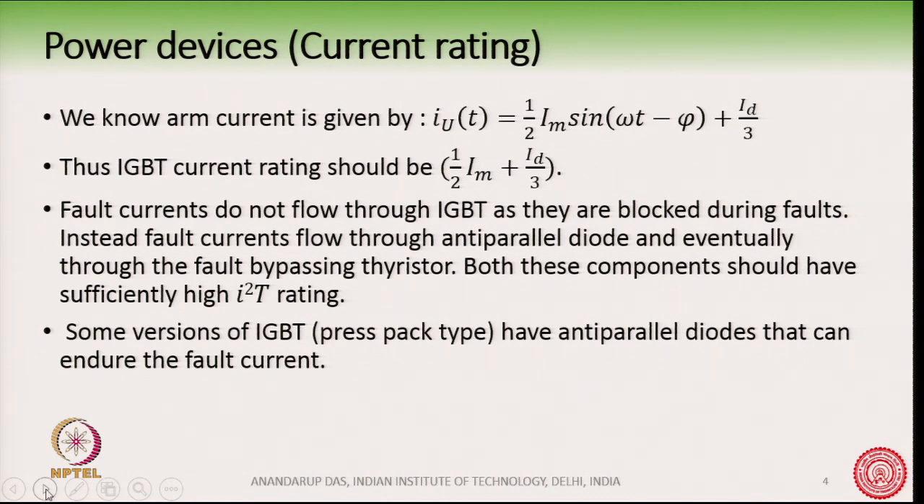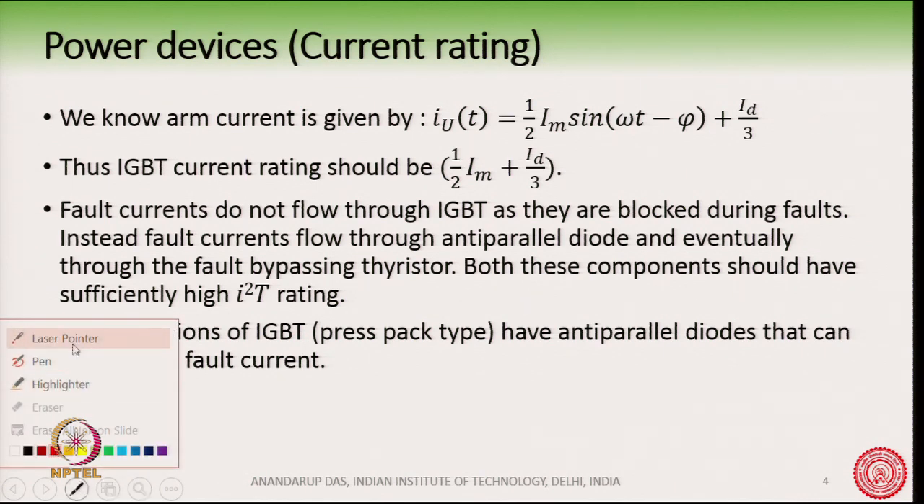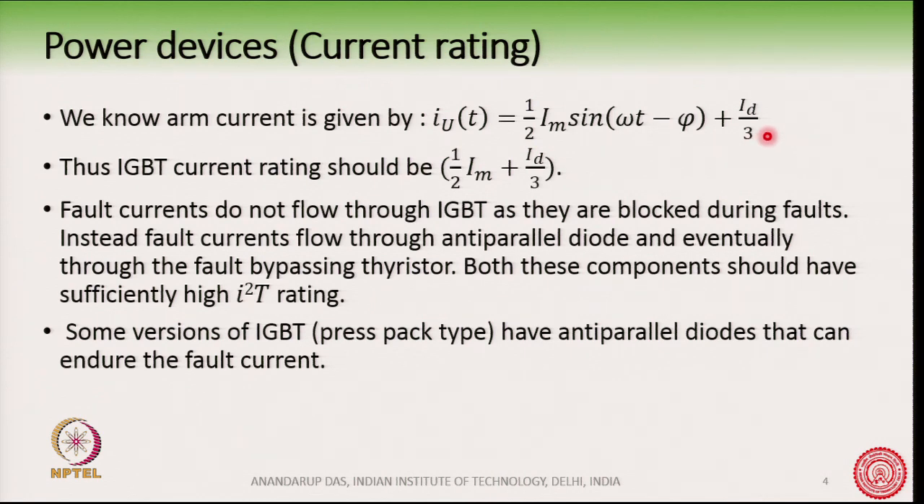Now, if you see the current rating of the power devices, we see that the arm current is given by this formula, and so the IGBT current should be at least of this rating. At least of this much current rating should the IGBT be selected in the arms.